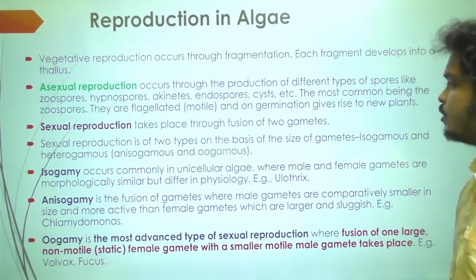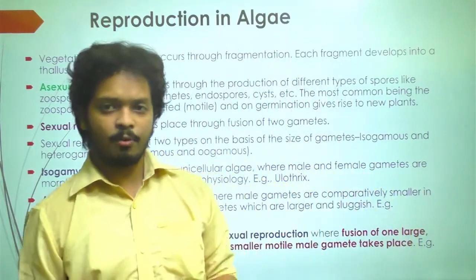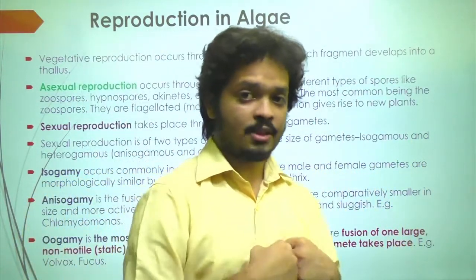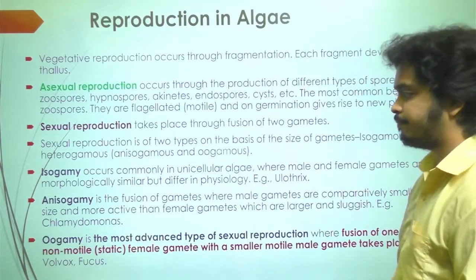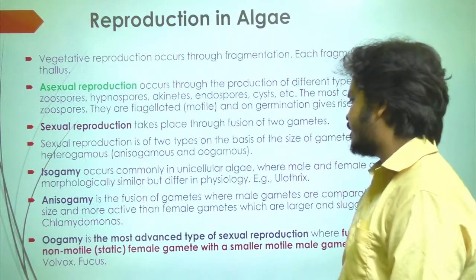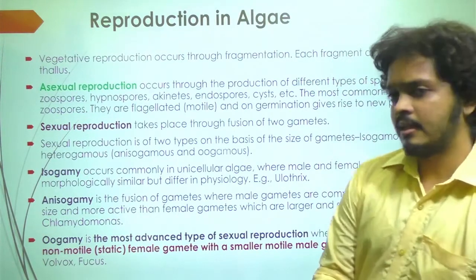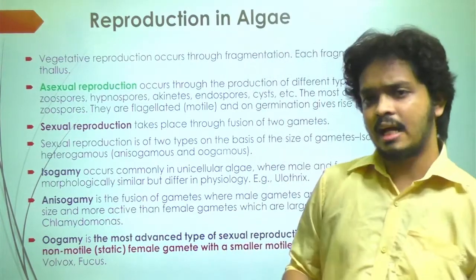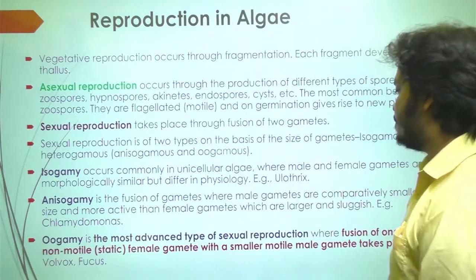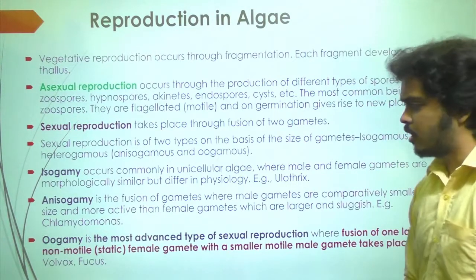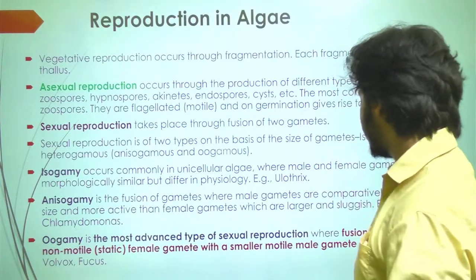It takes place through the fusion of two gametes. As we all know, in case of human beings as well, in any type of sexual reproduction, gametes are involved, okay? Now, first we are going to learn about isogamy. It occurs commonly in unicellular algae where male and female gametes are morphologically similar, but there are a few physiological differences, but not that much. In case of anisogamy, here what happens, the fusion of gametes where male gametes are comparatively smaller in size and are more active than female gametes, which are larger and sluggish.